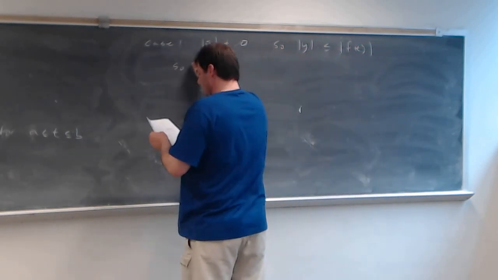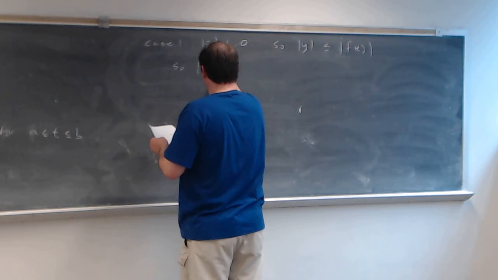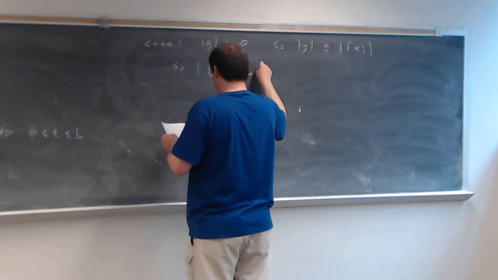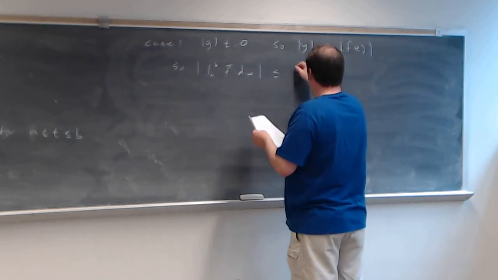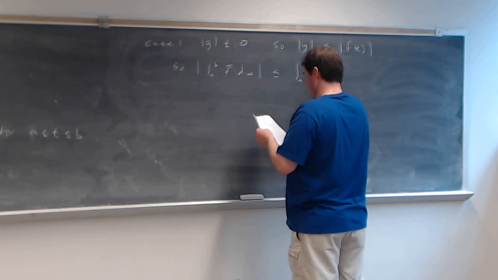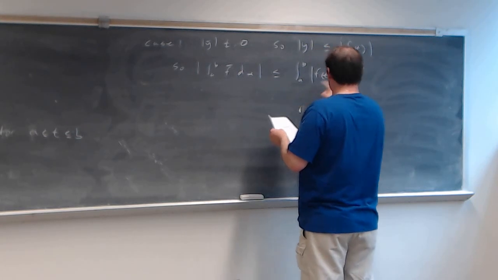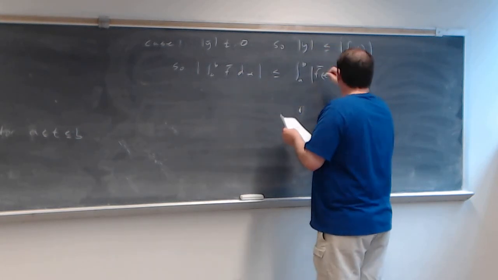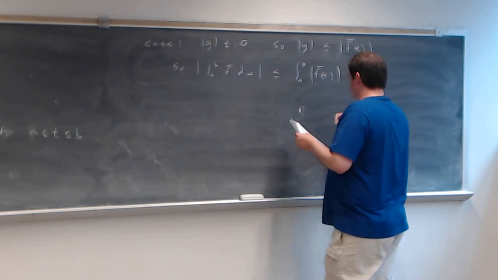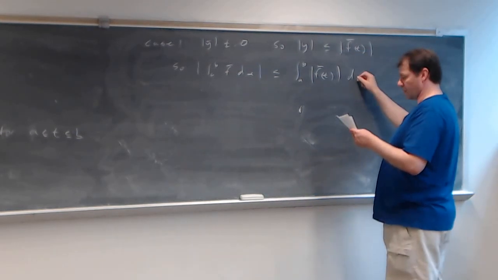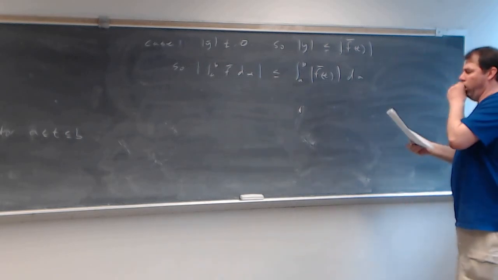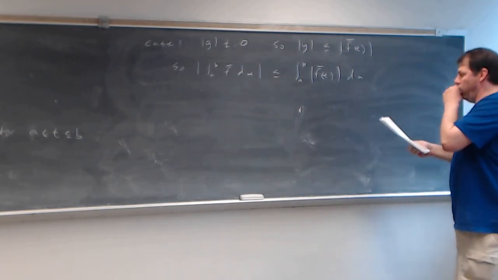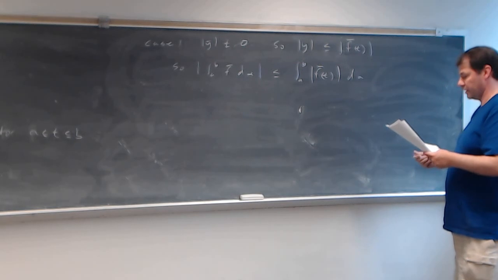So now the integral from a to b of f bar d alpha will be less than or equal to the integral from a to b of the norm of f bar of t d alpha. And that's what we wanted to show.